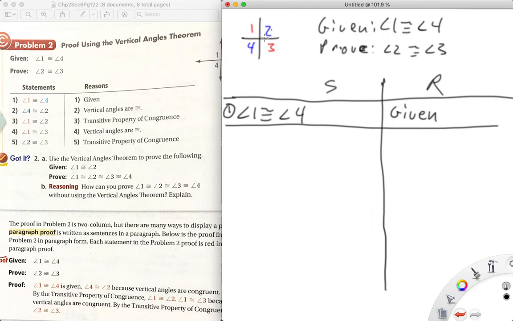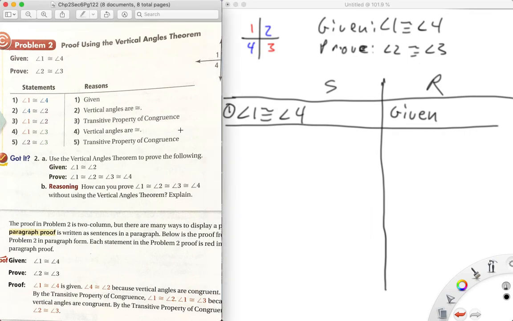2 is congruent to 4. I know that 1 is congruent to 4. So then I can say that 1 is also congruent to 2. So 1 is congruent to 2, and 1 is also congruent to 3. Then I can say that 2 is congruent to 3. Let's see how that works.